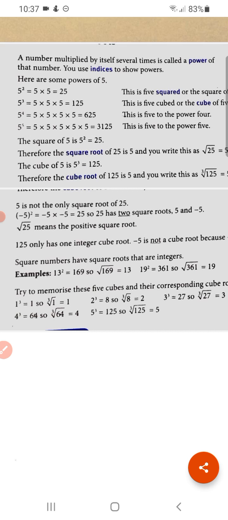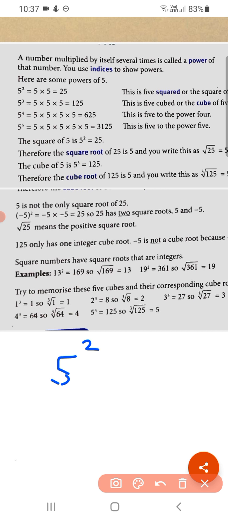Okay, that is a power. When we multiply 5 two times, we can write it as 5 squared, or 5 raised to the power 2. Here 2 is the index or power.